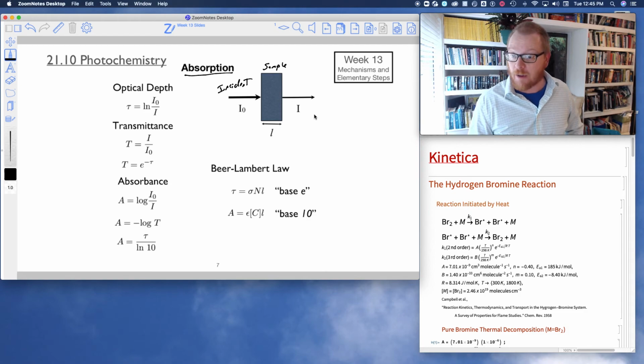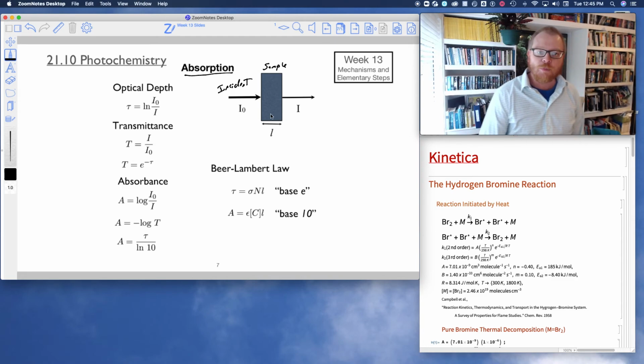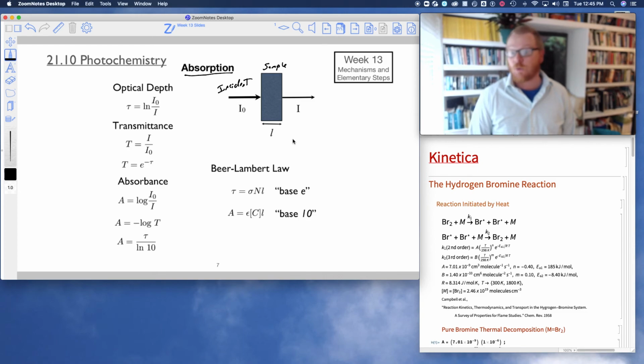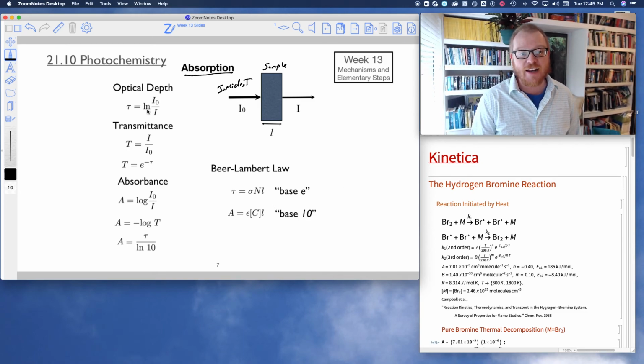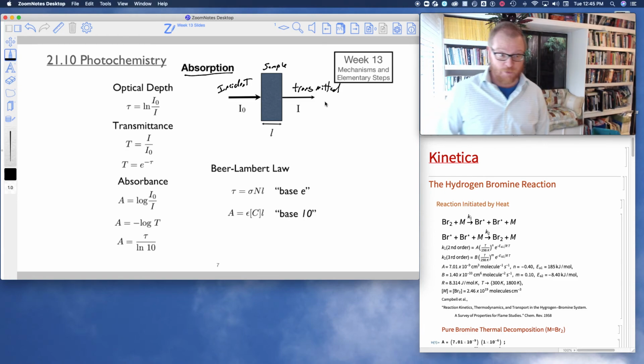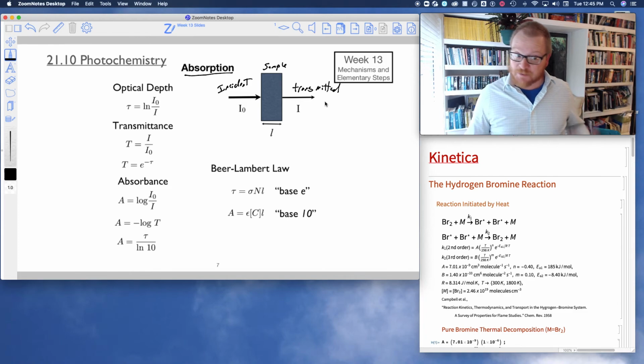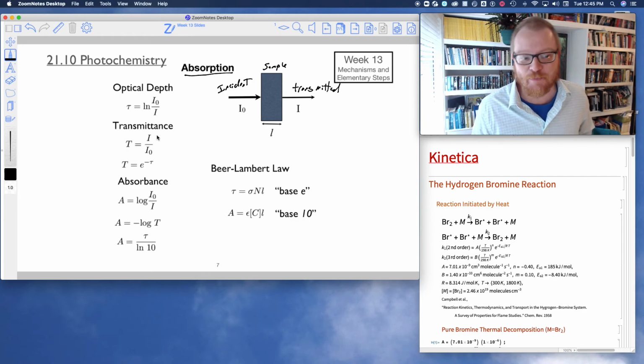So the light that comes out here is less some fraction that's been absorbed. We could describe that as the optical depth, which is really a measure of how deep into the sample light will penetrate. And that's actually the natural log of I0 over I, the incident beam over the transmitted beam. What you're probably more familiar with is transmittance, which is the ratio of the transmitted beam over the incident beam, right?